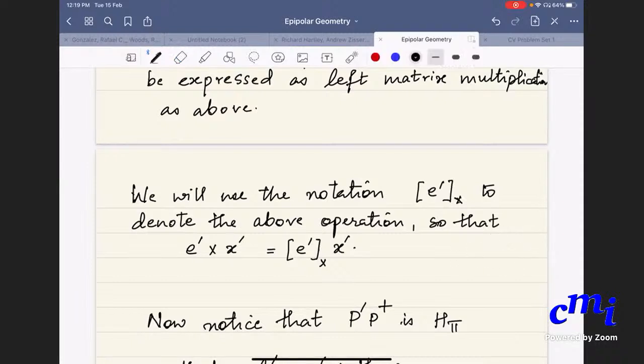Okay, so E prime x is this notation. Always, this is going to be a vector. When this is a vector, this will make sense. I hope the notation is clear. We will be using it freely from now on.